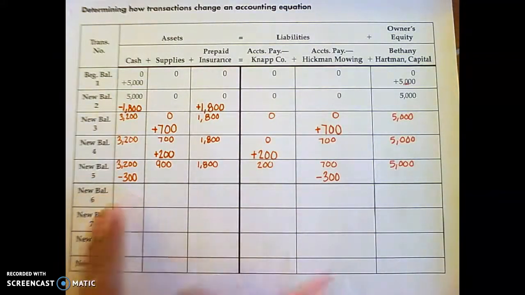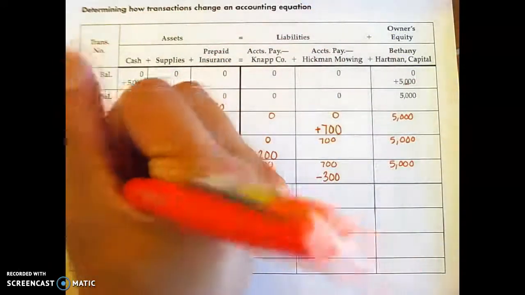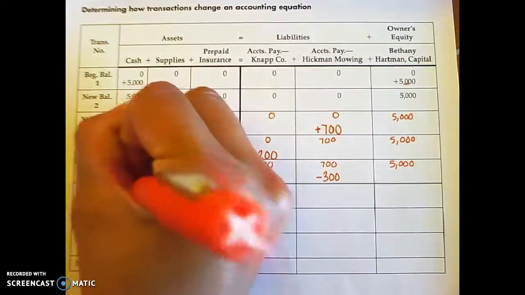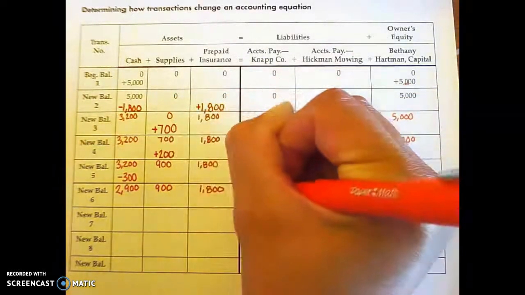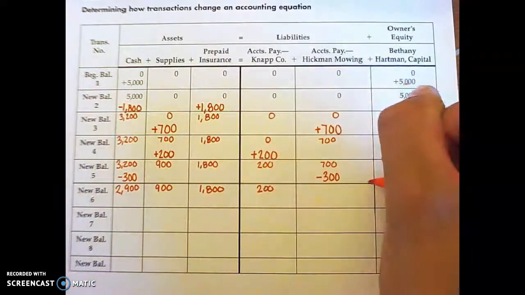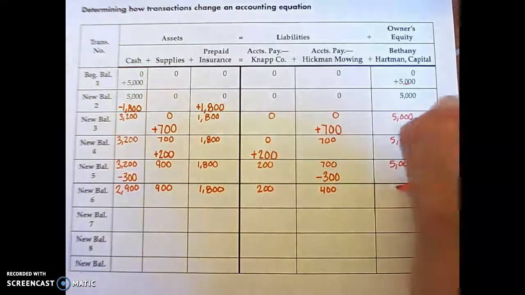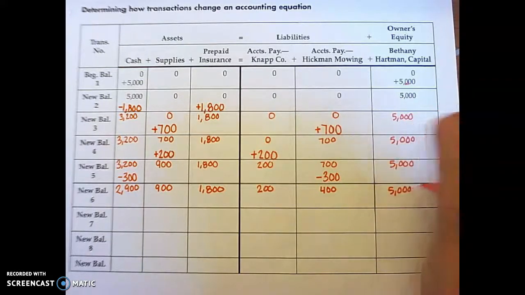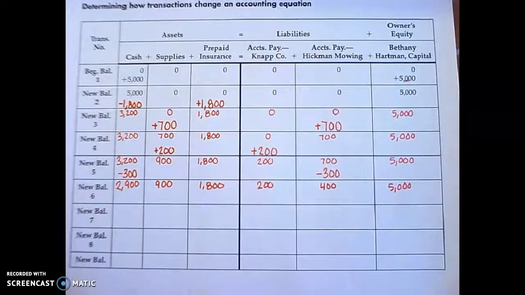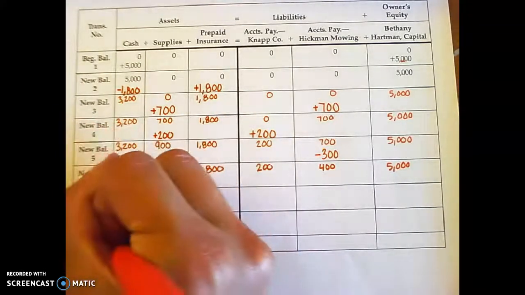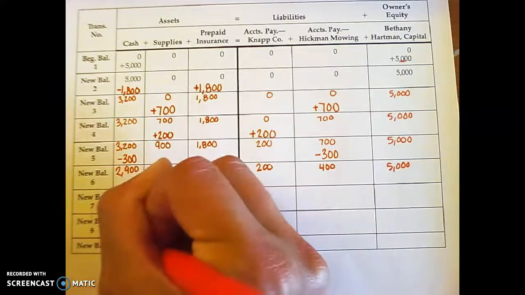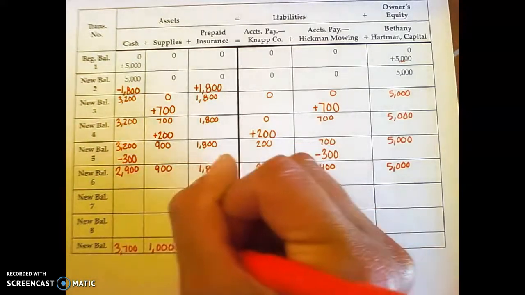So our new cash balance is going to be $2,900. And then carry the rest of our balances down as we go across. The amount we owe Hickman Mowing now is $400. And then Bethany Capital will be $5,000. Now, as you go through the rest, I won't do the bottom ones here, you can do those, but make sure your ending numbers balance out, and I will even give you your ending total since we're just starting, to kind of help make things a little bit easier.